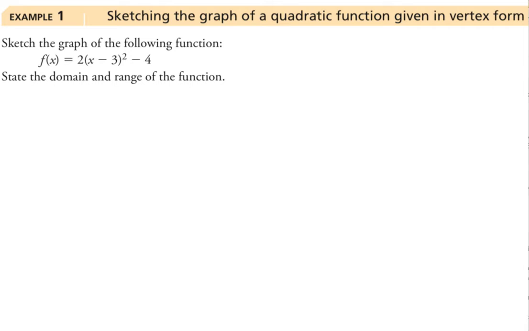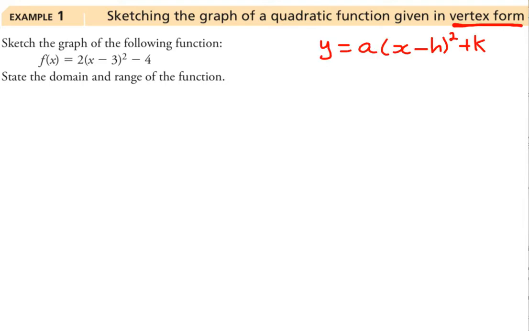In this example, we are to sketch the graph of the following function, and that function is f of x equals 2 times (x minus 3) squared minus 4, and then state the domain and range of that function. So right now, this is in a nice format for us. It is in vertex form, and that tells us a lot about what's going on. So let's take a look at what it's showing us.